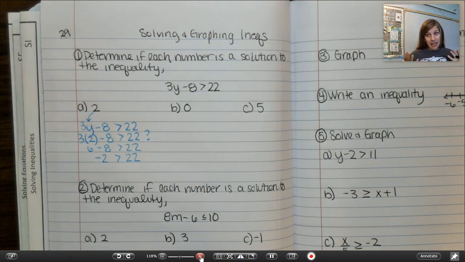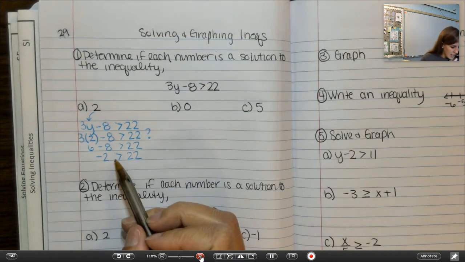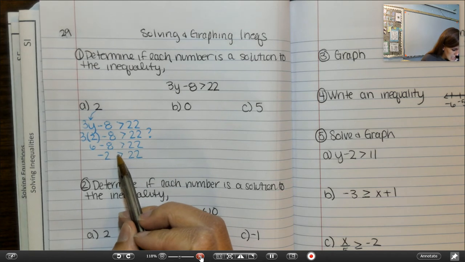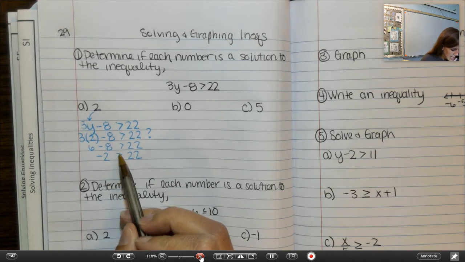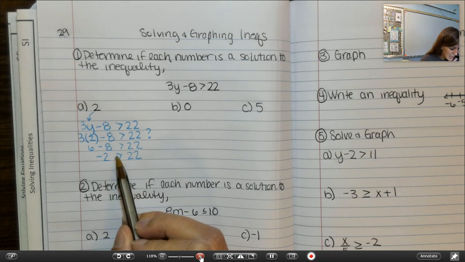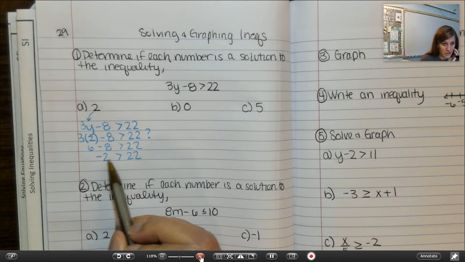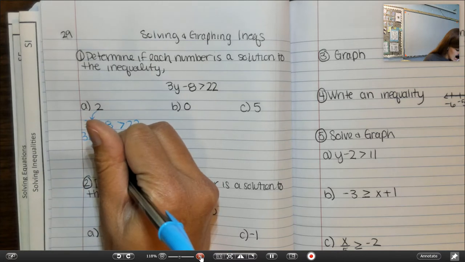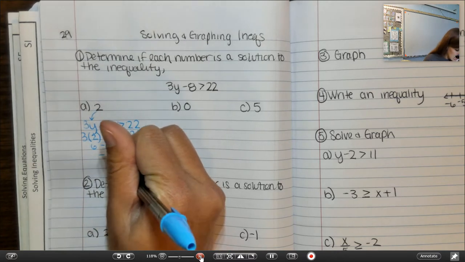I always learned it with the alligator. I know some of you learned it differently, but the alligator mouth always wants to eat the bigger number, and the baby bird mouth always wants to eat the smaller number. And that is not happening here. Big alligator is trying to eat the smaller number. So that makes this false, or no, it is not a solution.